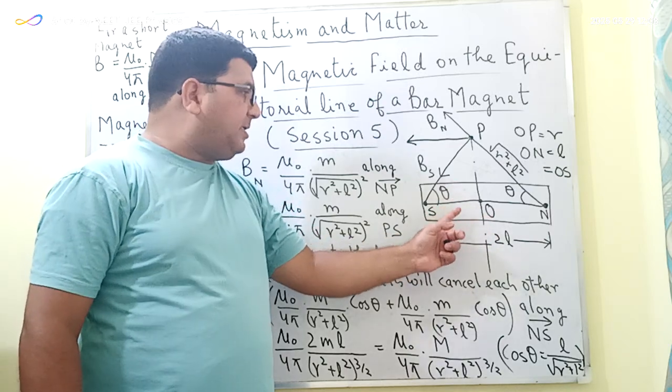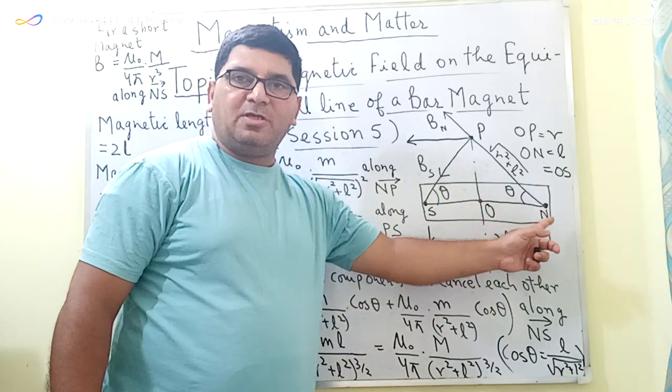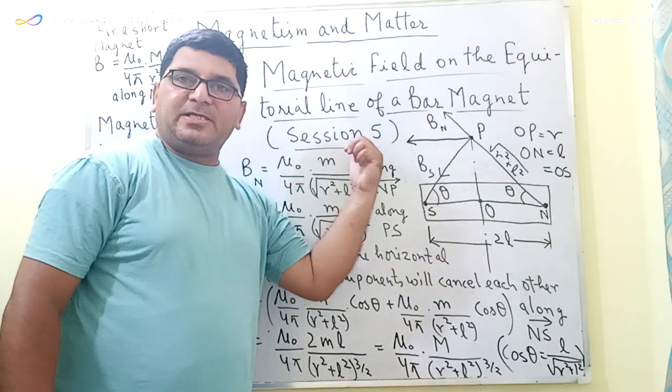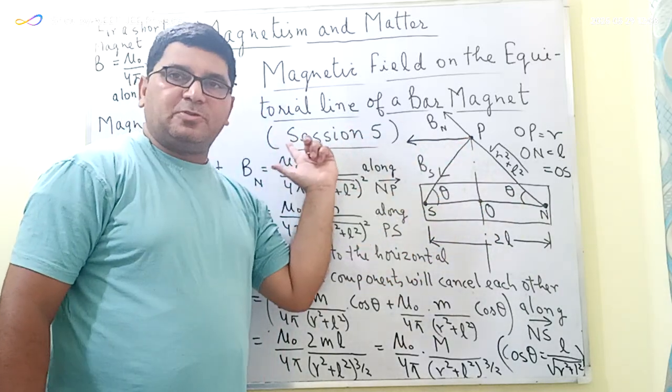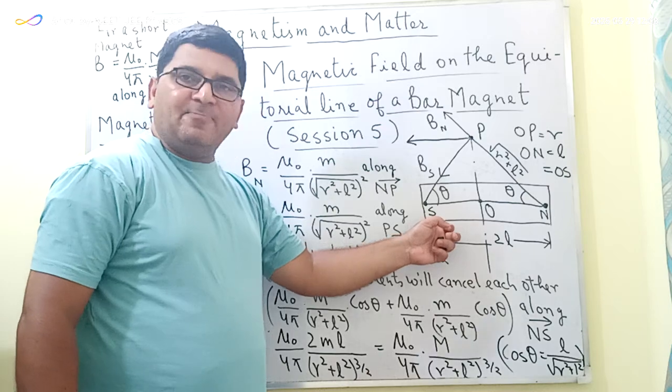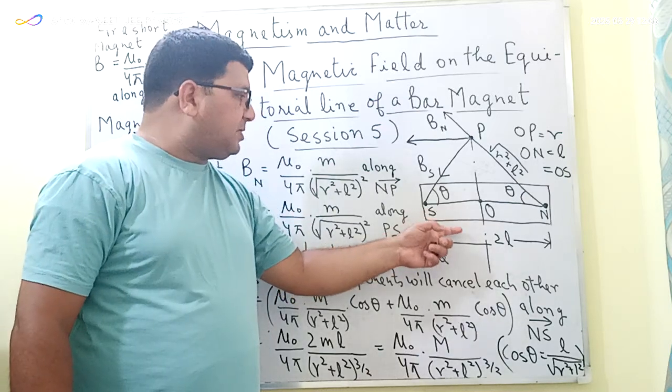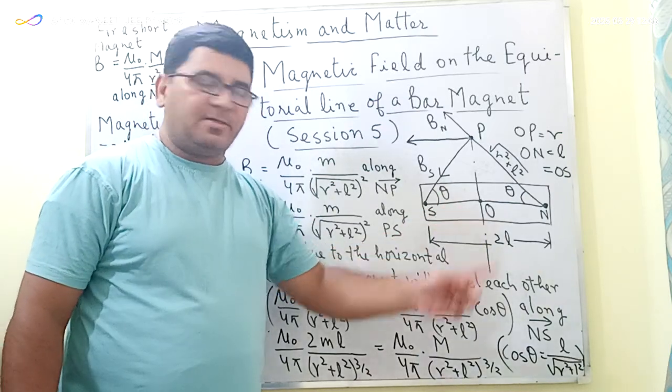The direction of the magnetic dipole moment is from the south pole to the north pole, but in this case the direction of the magnetic field is from north pole to the south pole. So the direction of the magnetic field is opposite to the direction of the magnetic dipole moment.